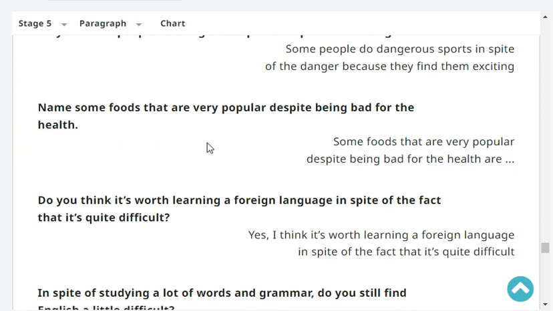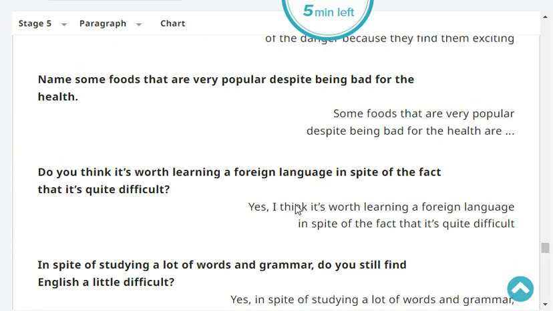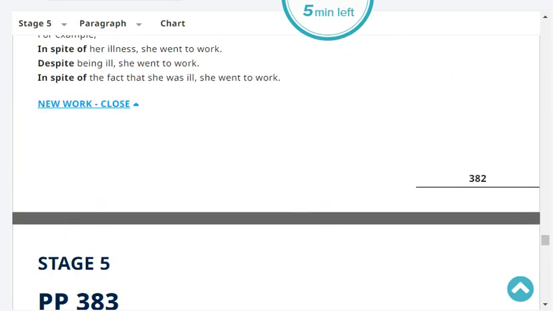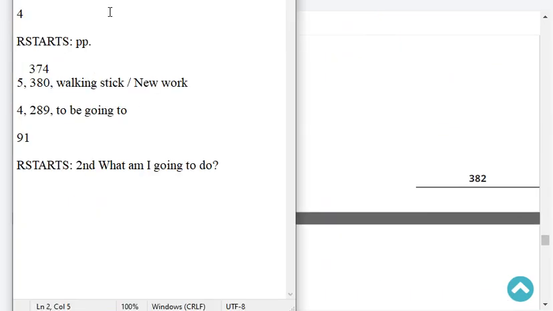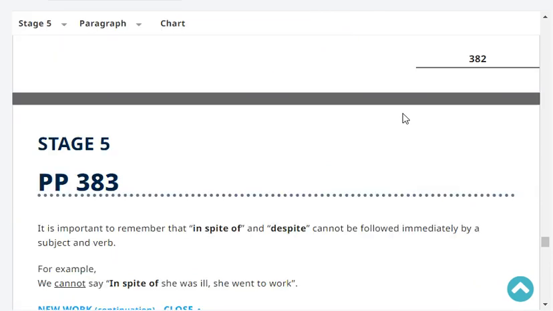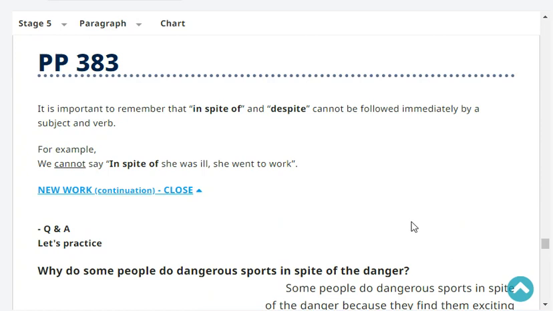Name some foods that are very popular despite being bad for the health. Some foods that are very popular despite being bad for the health are hamburger, ramen, tonkotsu ramen. Okay, very good. Yakiniku, etc.